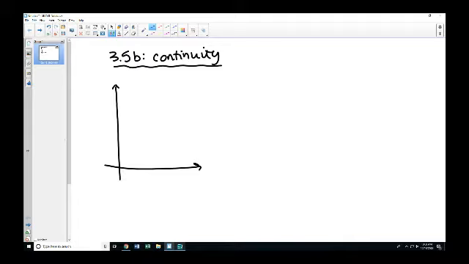You got one drawn? Here's a continuous function. What does continuous mean? Yeah, continuous. Somebody said no breaks. Okay, anybody else have any other way to describe it? That's a pretty good way.